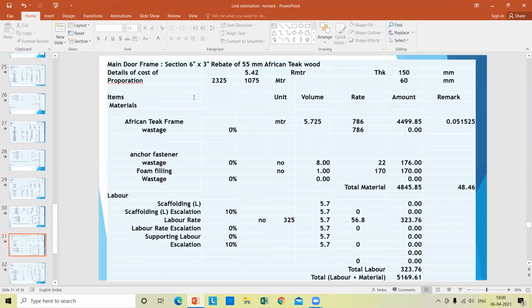Main door frame 6x3, rebate 55 mm, African door. Okay, materials. Thick wood frame 5.725 at the rate of 786 will be 4499.85. Wastages nil. Anchor fastener 8 numbers at the rate of 22 will be 176. Foam filling 170 rupees. So total material will be 4845. Labor rate will be 323 rupees 76 paise. So total labor plus material will be 5191.61.